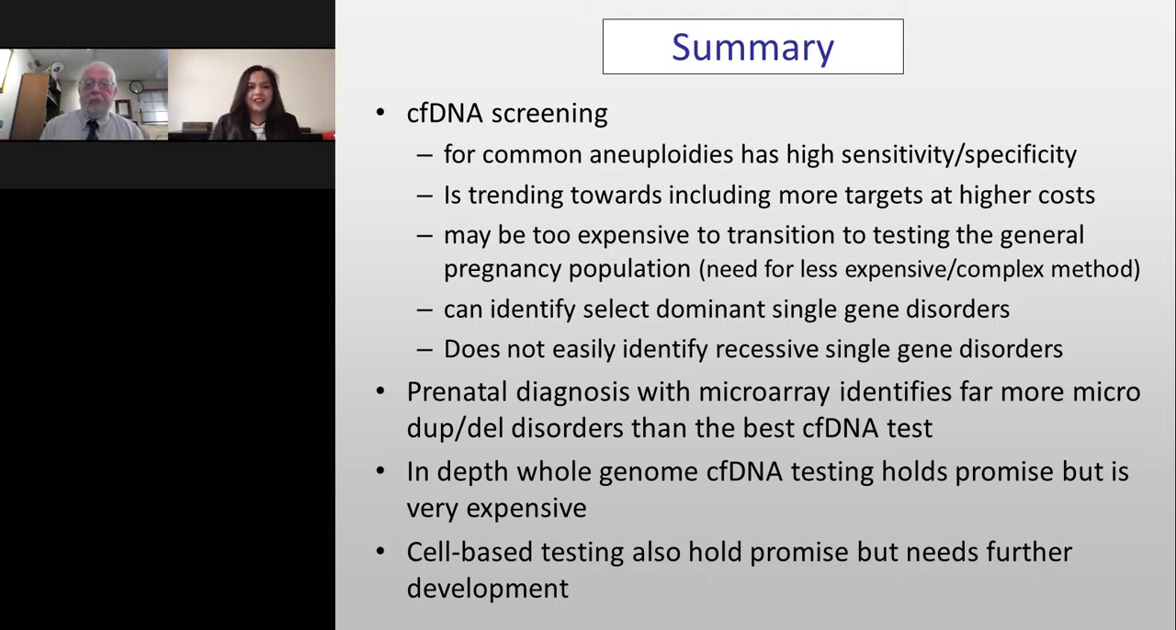Thank you for that answer. Our next question is, why is the cost of testing not coming down? I thought NGS was going to allow for a $100 genome.